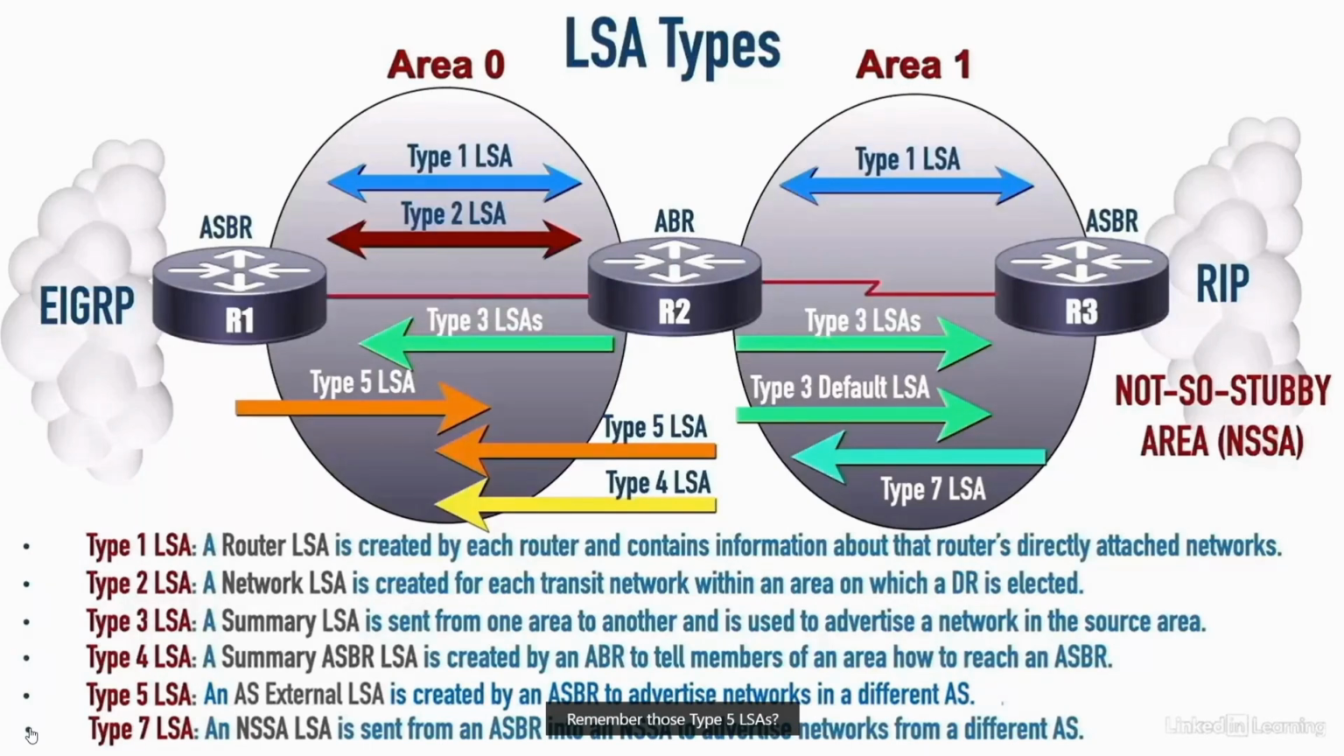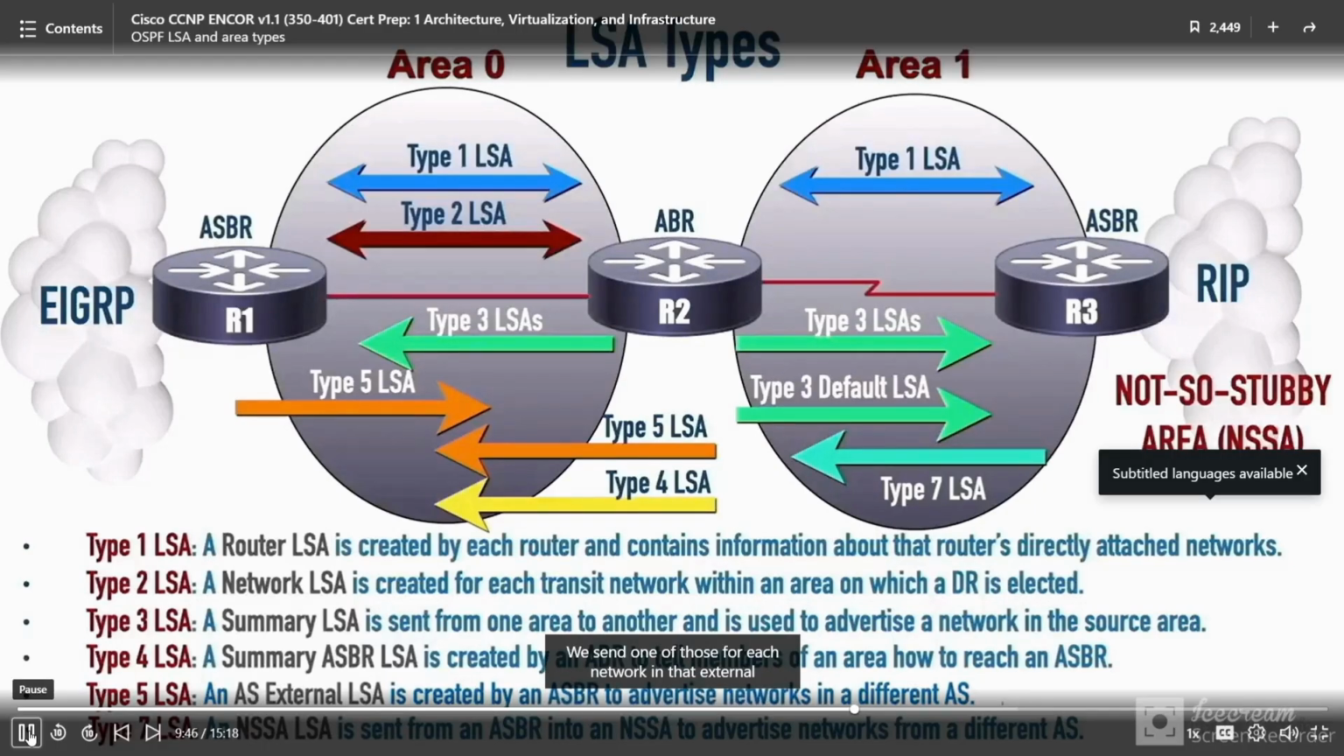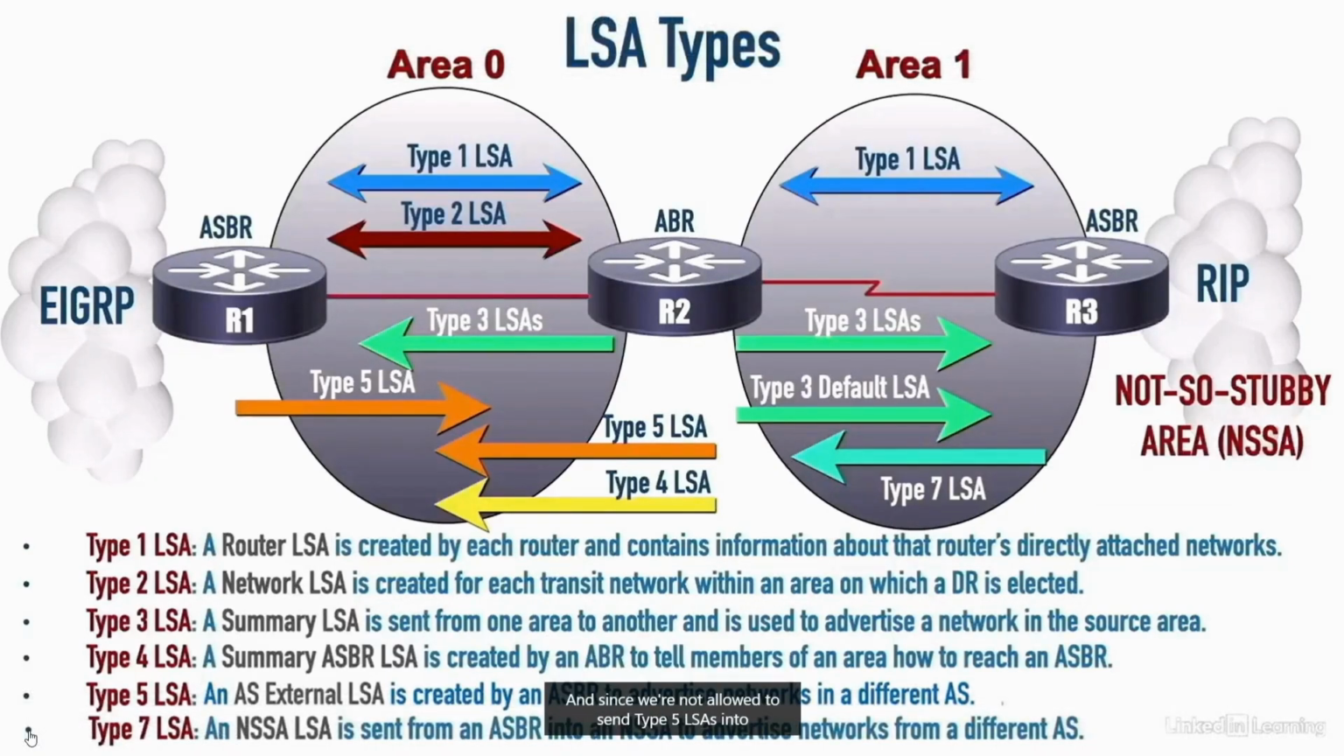Remember those type 5 LSAs? Those are AS external LSAs. We send one of those for each network in that external autonomous system. And since we're not allowed to send type 5 LSAs into Area 1 from R3, I think this is sort of cheating personally, but here's what happens.